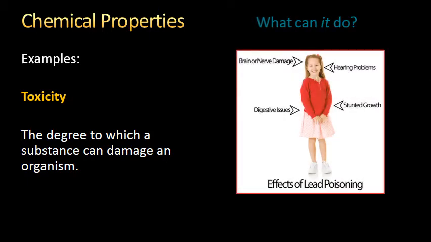For example, lead poisoning. We heard a lot about this in Flint, Michigan. They had lead in the pipes getting in the water. It can cause all kinds of problems, especially to children. Lead, then, is considered to be toxic.